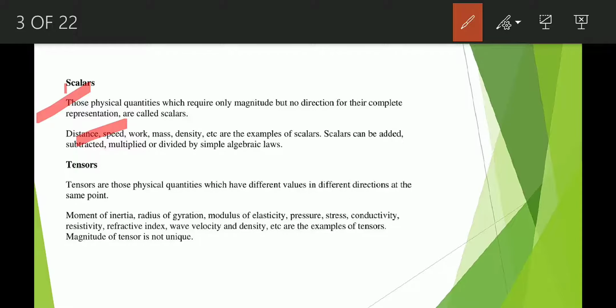Tensors. Tensors are those physical quantities which have different values in different directions at the same point. Moment of inertia, radius of gyration, modulus of elasticity, pressure, stress, conductivity, resistivity, refractive index, wave velocity and density are examples of tensors. Magnitude and direction of tensors are not unique.